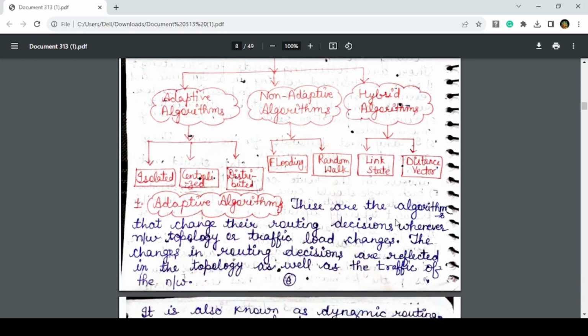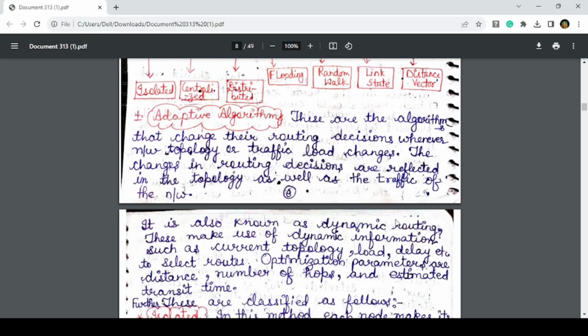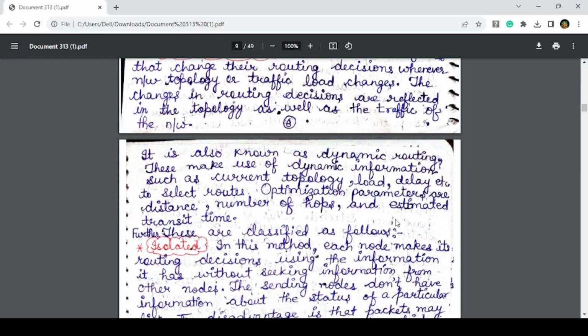Now first I am going to discuss what the adaptive algorithm is. Adaptive algorithms are those algorithms which change their routing decisions whenever network topology or traffic load changes. The changes in the routing decisions are reflected in the topology as well as the traffic of the network. So it is known as dynamic routing, and these make use of dynamic information such as current topology, load, delay, etc. for selecting the routes. Optimization parameters are distance, number of hops and estimated transit time.